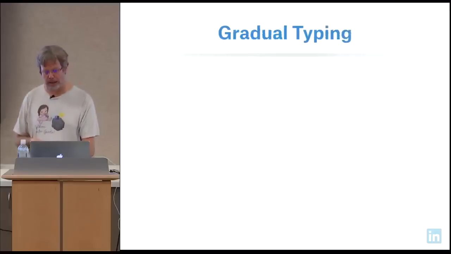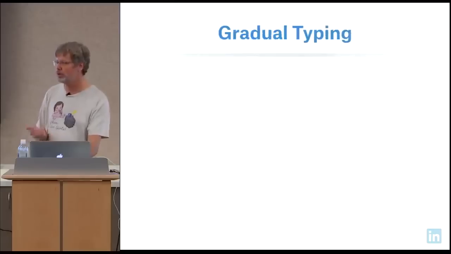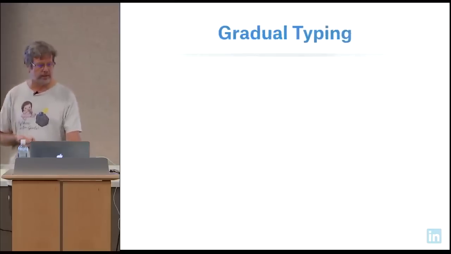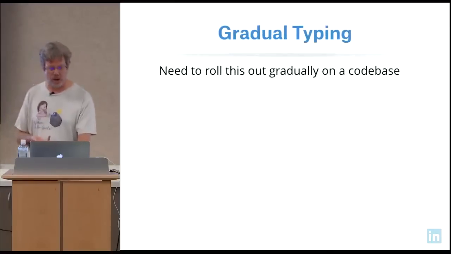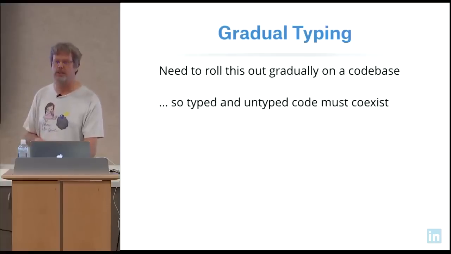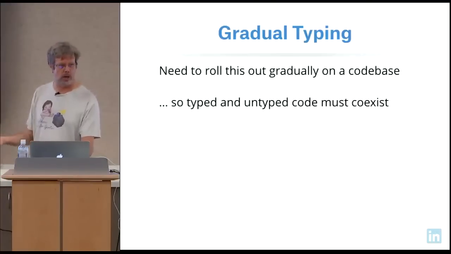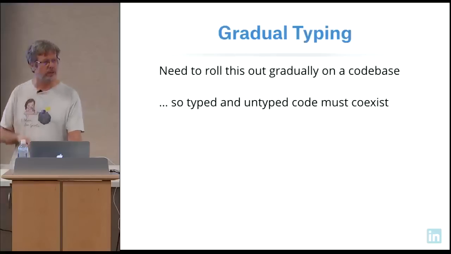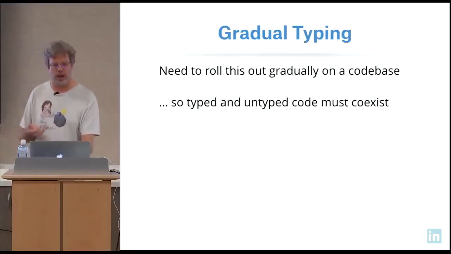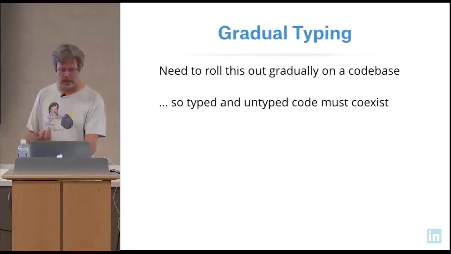Okay, I want to come back a little bit to the gradual typing stuff that Greg already mentioned. We really want to roll this out gradually on a large code base, because we really need to be able to say, well, we have 500 files and we want to type check all of them, but we haven't annotated all of them. So we have some annotated files and some unannotated files, or maybe one file that has some classes or methods that are annotated and some that aren't. And we need to have something useful happen in that kind of case.